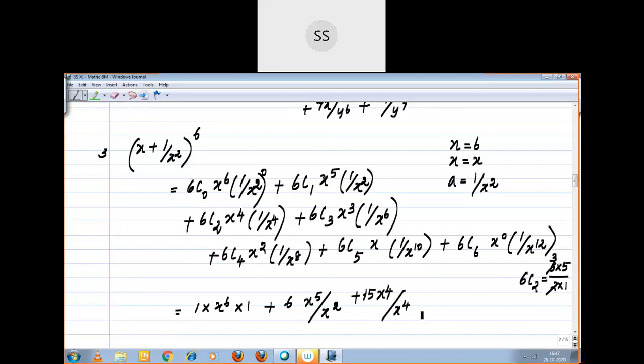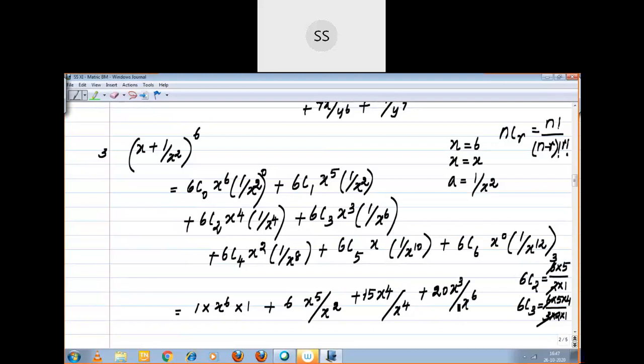So 15 x power 4 divided by x power 4, plus 6c3. 6c3 equals 6 into 5 into 4 divided by 3 into 2 into 1. This is the shortcut method. You don't go for the formula. The nCr formula, you know: nCr equals n factorial divided by (n minus r) factorial into r factorial. You don't go for this. It is a shortcut method. You have to use it like this.